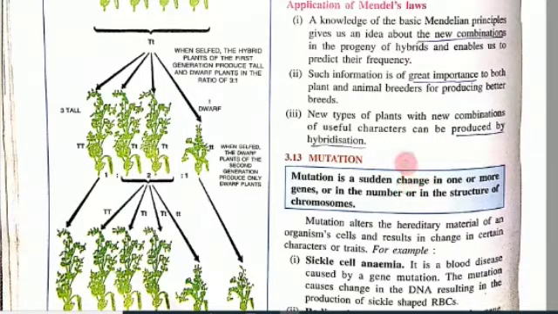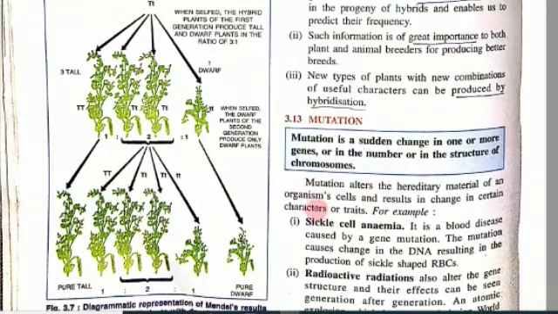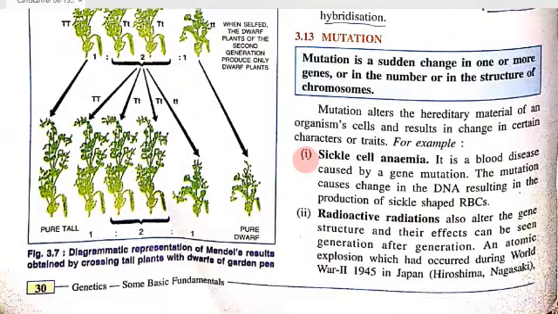Sometimes these rays infiltrate the atmosphere and cause mutation in plants and animals. Mutation is a sudden change in one or more genes, or in the number or structure of chromosomes. Mutations alter the hereditary material of an organism's cells, resulting in many changes, but in our syllabus two are given, one being sickle cell anemia.